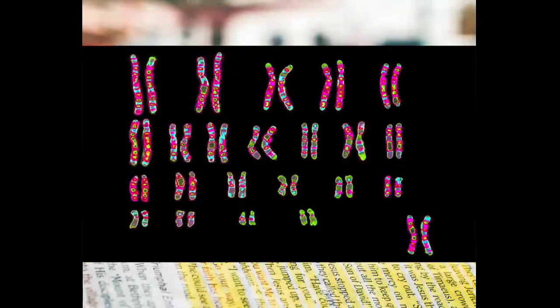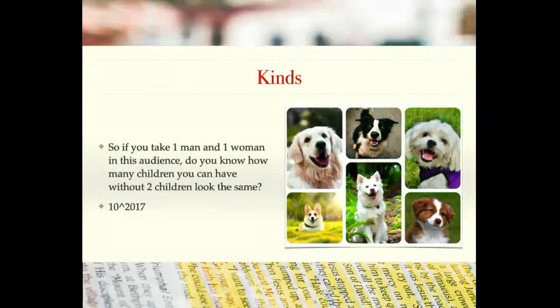We'll talk a little bit about genetics here, and then we're going to have our conclusion. If you take one man and one woman in the audience, how many children can those two people have without those children looking exactly the same? Based upon our gene pool, how many? It's 10 to the 2017. Do you know how big that number is? It is an astronomical number.